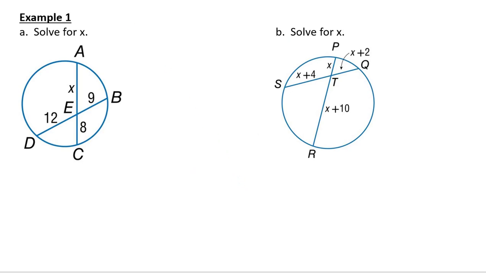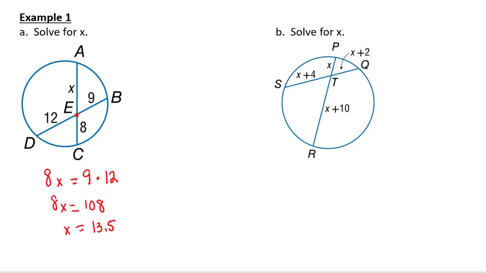Solving our first example for x. My intersection is there. So one piece of that, 8, times the other piece, x, is equal to 9 times 12. And 9 times 12 is 108. X ends up equaling 13.5.